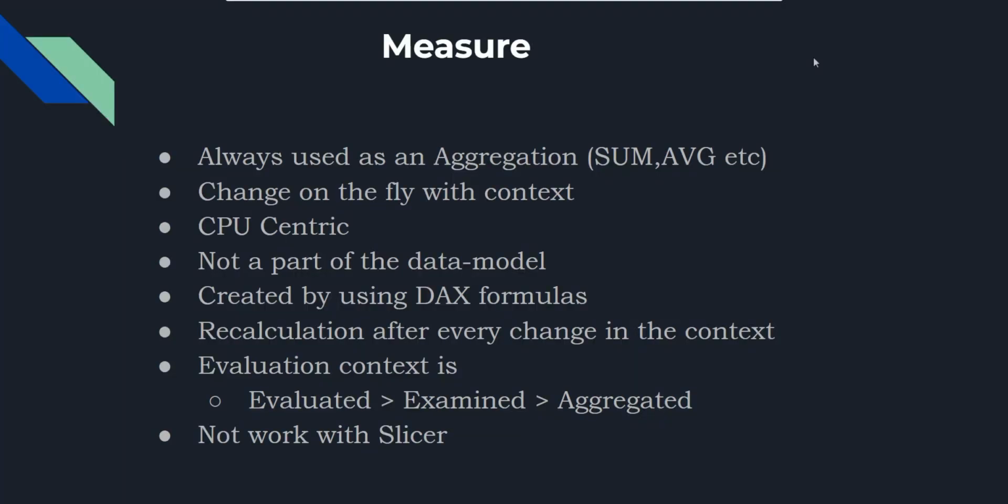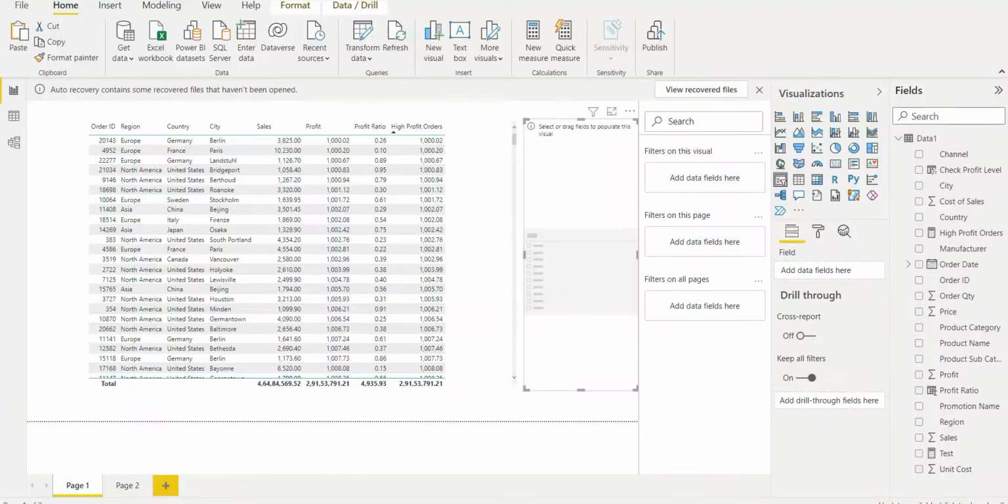To summarize, a measure is always used as an aggregation. It changes on the fly with context, is CPU centric, and recalculates after every change in the context. It is not a part of the data model and is created by using DAX formulas. This is the similar stuff: recalculation after every change in the context. The evaluation context is evaluated, examined, then aggregated. It does not work with a slicer.